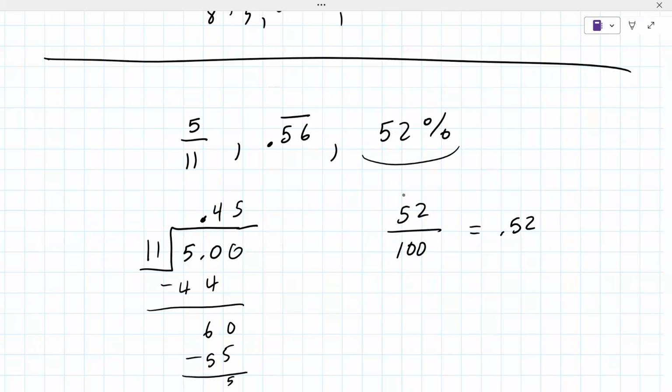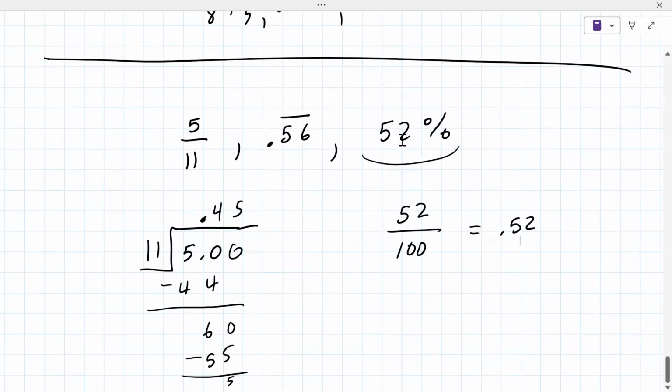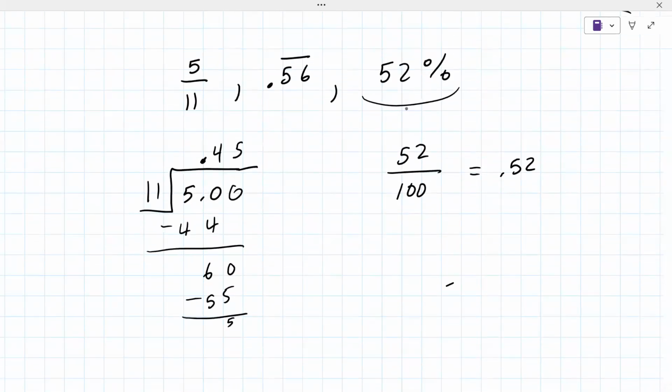0.56, 0.52. Okay, so if it's least to greatest, it becomes 0.45. So you then use the original numbers. So 5/11, and then 50, 52%, then 0.56 repeating.